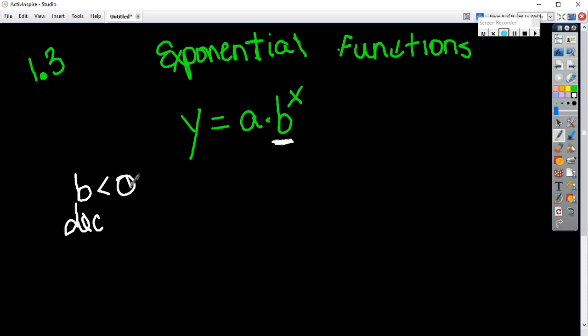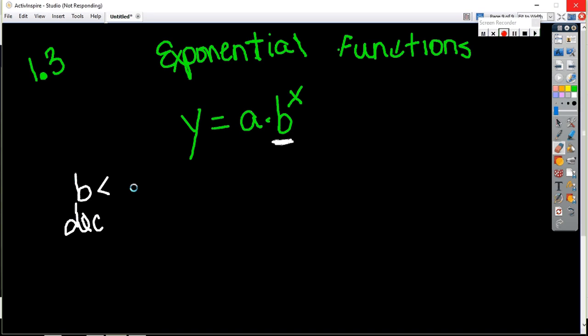X-axis. It's not a... But if you have 1 to any power, it's still 1. So it's going to be just a horizontal line. Yeah. All right.